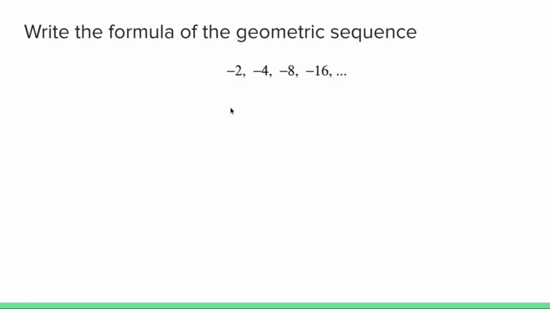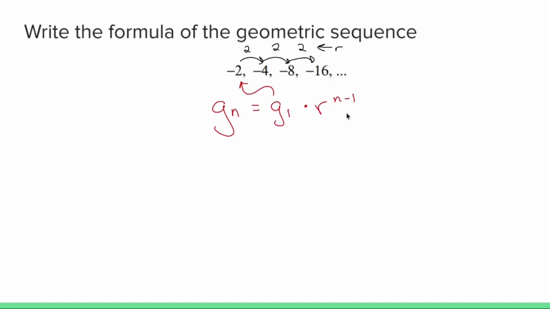Write the formula for a geometric sequence. All right, the formula, generally speaking, for a geometric sequence is g sub n equals g sub 1 times r to the n minus 1. G sub n is the term that you're talking about. G sub 1 is the first term, which is negative 2. R is the number that you multiply to get from one term to the next. So negative 2 times regular 2 is negative 4. Times regular 2 is negative 8. Times regular 2 is negative 16. R is 2.